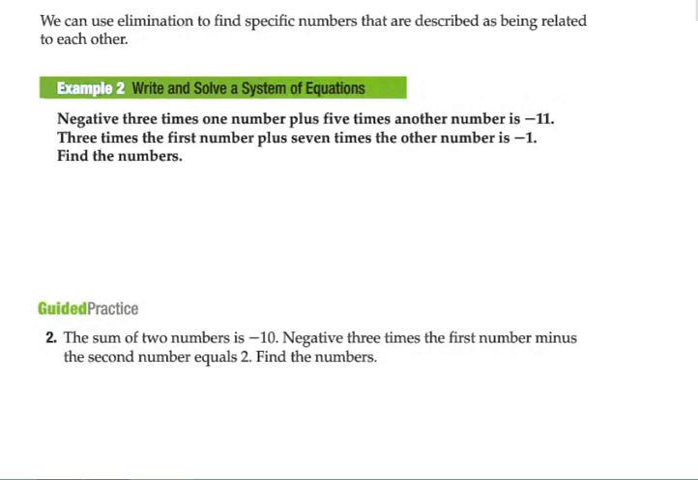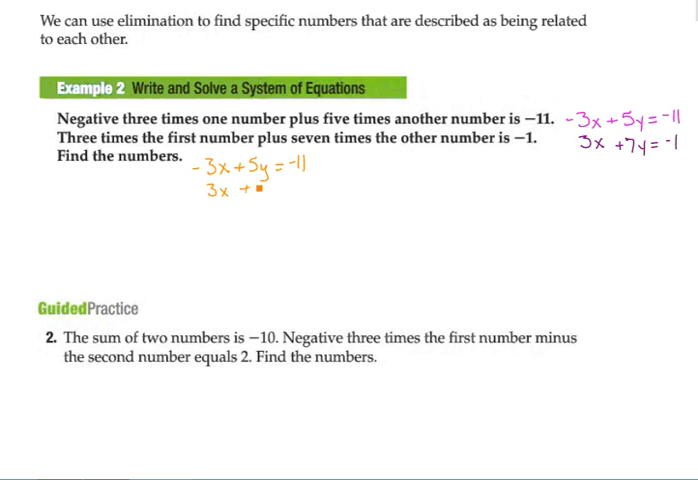So looks like we're going to have to translate. -3 times a number. We don't know that number. Let's give it the value of x. Plus 5 times another number, let's call it y, is -11. Next one, 3 times that first number plus 7 times the other number is -1. Now they say we're supposed to find these numbers, aka solve the system of equations. So I'm going to go ahead and rewrite those down here so I have room to work.